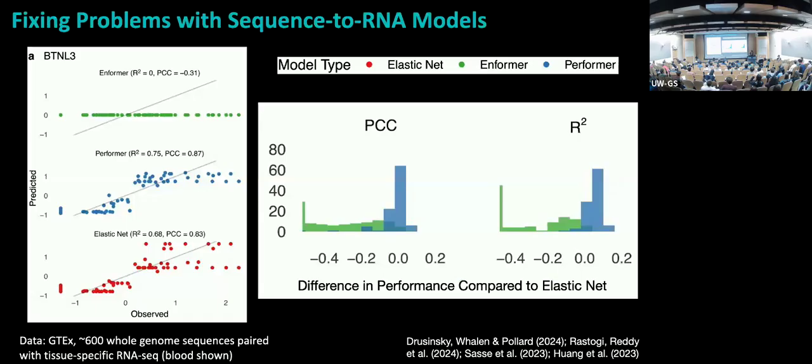And so here I'm showing the distribution of differences between our model in blue or the Informer model in green compared to an elastic net. So I'm taking the elastic net as a baseline and I'm saying, given elastic net's performance, are we a little better, like for BTNL3, or a little worse? And our model in blue has a distribution centered around 0, maybe skewed a little high. We might have done a little better than elastic net, but not a lot better. But certainly we've corrected the problem with Informer.